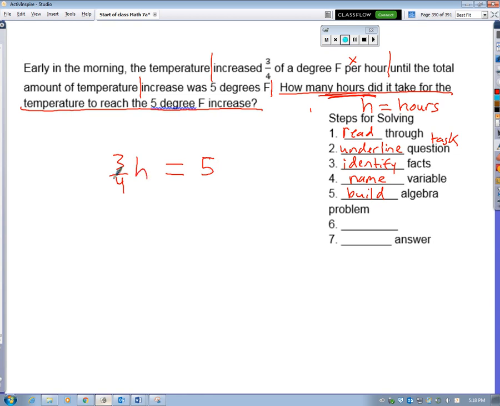I could change that into a decimal if I want, but why don't I just work with a fraction? Why not? Haven't done that for a while. That'll help me practice this skill. So I'm multiplying by 3/4, so I need to do exactly the opposite. I need to divide by 3/4. Okay, that'll cancel that off. Divide over here by 3/4. You got to do the same exact thing.